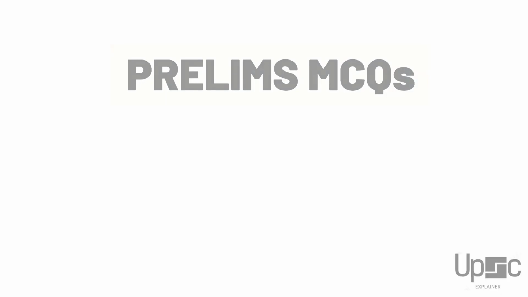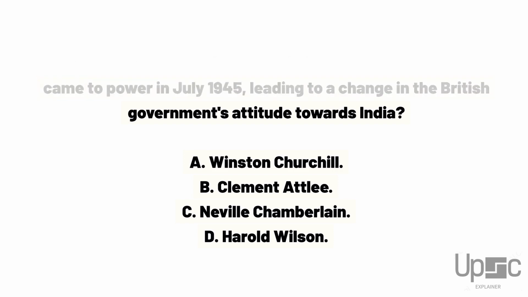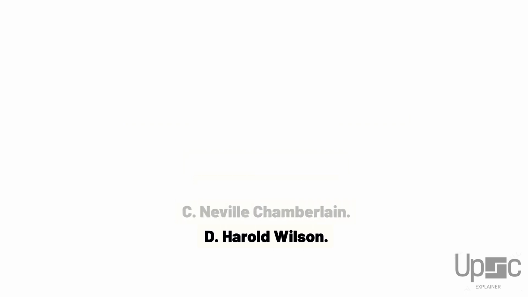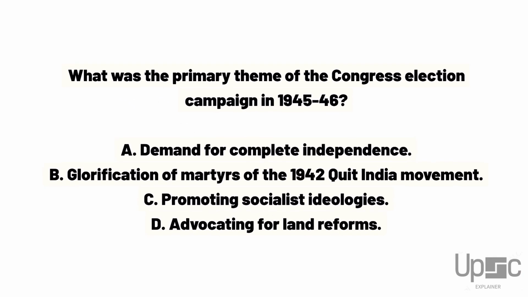Prelims MCQs. Who was the Prime Minister of Britain when the Labour Party came to power in July 1945, leading to a change in the British government's attitude towards India? A. Winston Churchill. B. Clement Attlee. C. Neville Chamberlain. D. Harold Wilson. Answer. B. Clement Attlee.